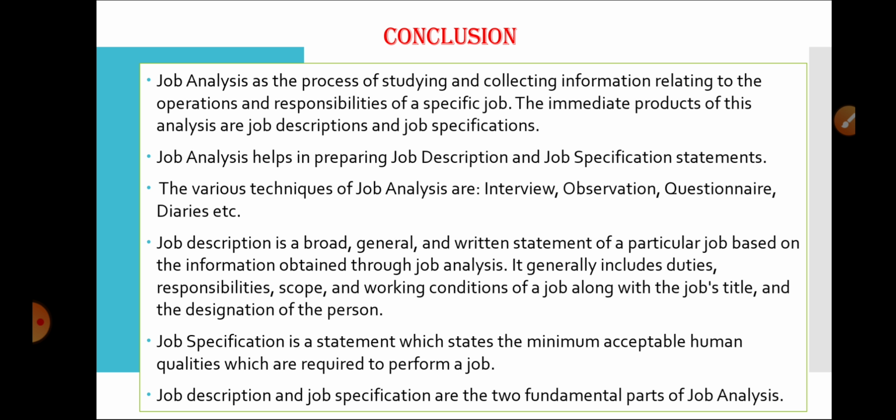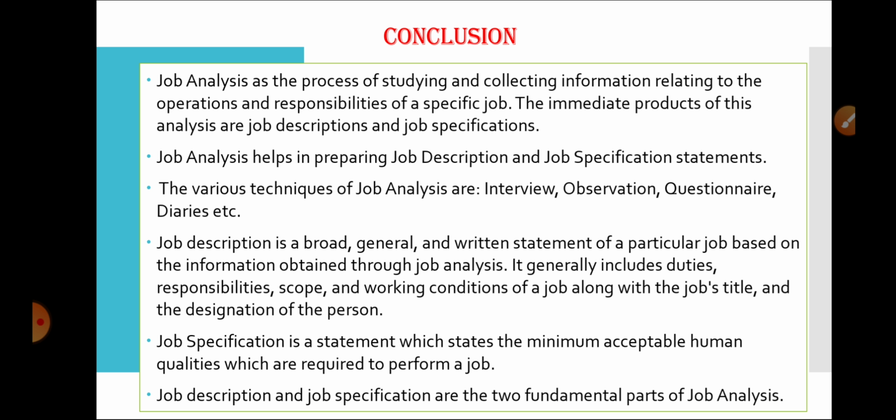A job description is a written statement about a particular job, based on the information obtained through job analysis. It generally includes duties, responsibilities, scope, working conditions of a job, along with the job title and designation of the person. A job specification is the statement which states the minimum acceptable human qualities required to perform a job. The last point is that job description and job specification are the two fundamental parts of job analysis.